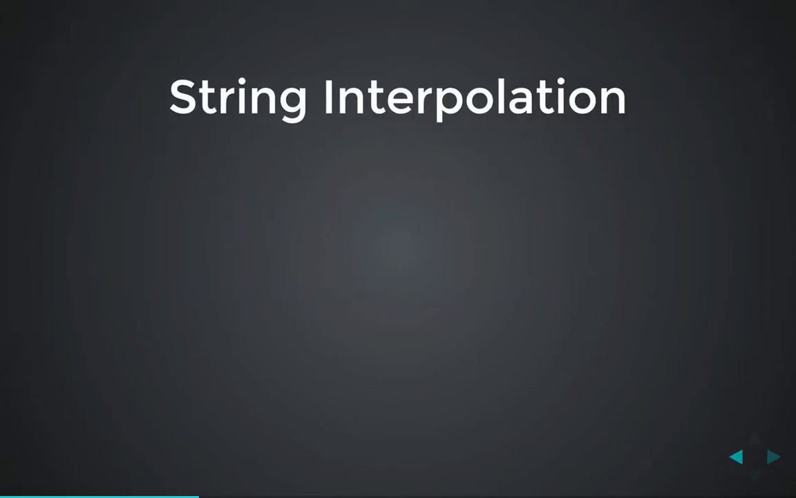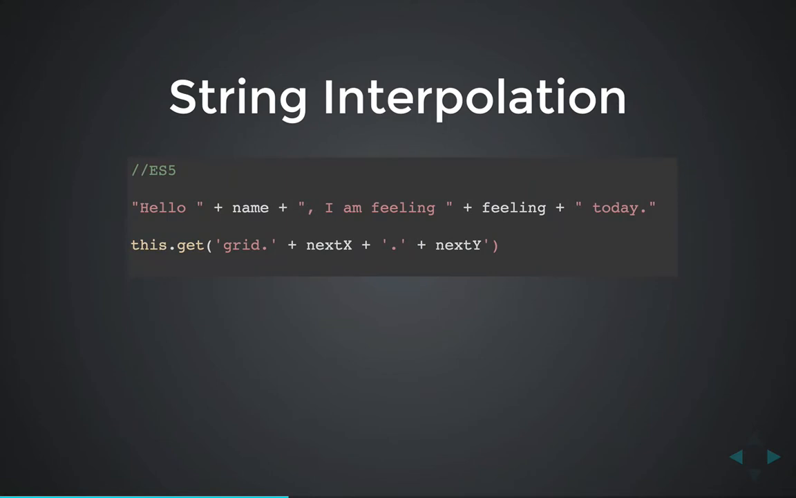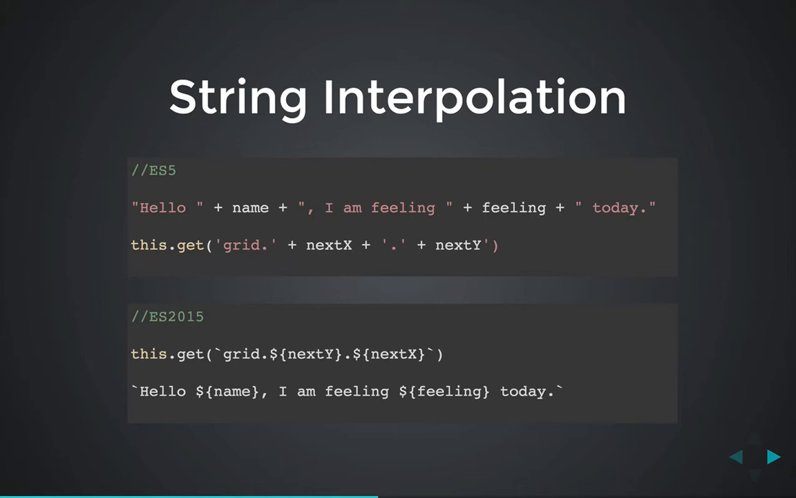So in ES5, if we wanted to have text, a string, interpolated with variables, we would have to do things like this. These are very ugly and difficult to read. In ES2015, with string interpolation, we can do this.